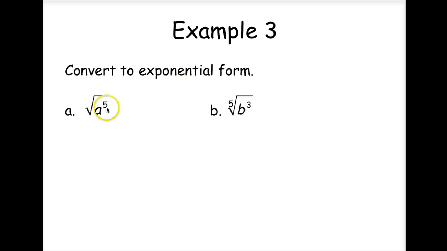Convert to exponential form. Okay, so we know that our index is going to be our denominator, and our exponent our numerator. So a's to the power of 5/2. How about b? b to the power of 3/5. That was pretty simple, wasn't it? Okay, let's do a little practice on our own now.